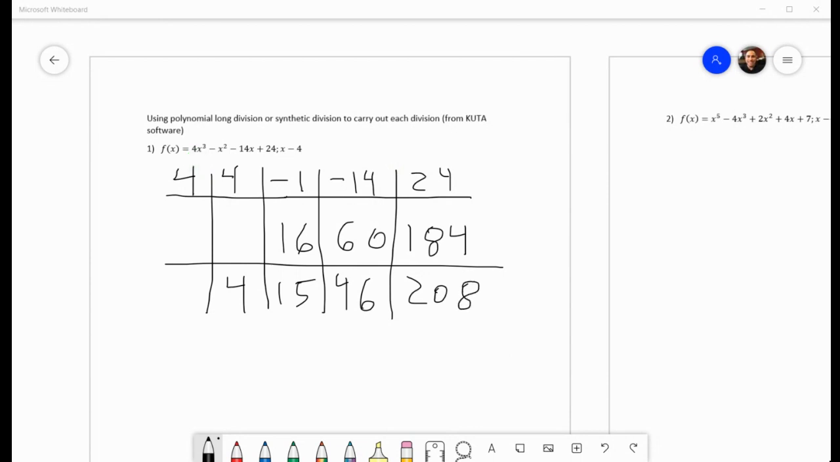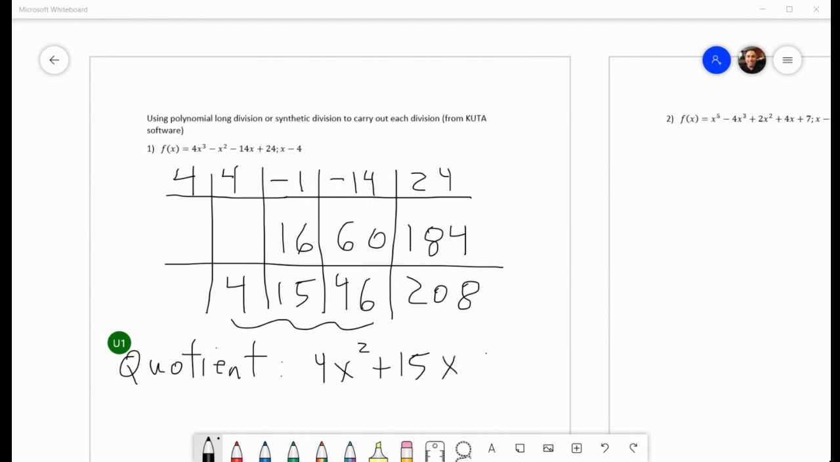So that's good, synthetic division. With this example, we're actually done. Namely, the first 3 numbers are coefficients for the quotient. And the quotient is 1 degree less. So here our f, the dividend, was degree 3. The quotient will be degree 2. So our quotient then is 4x squared plus 15x plus 46. And the last number, the 208 in this case, that's the remainder. So the remainder here is 208.